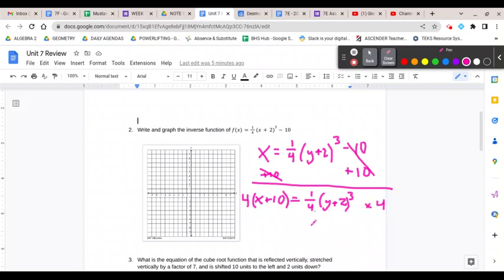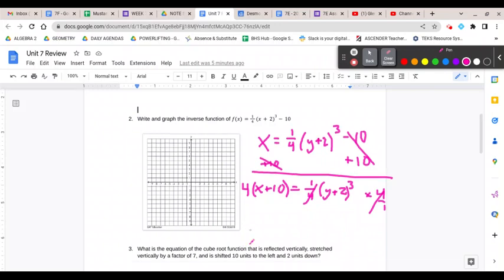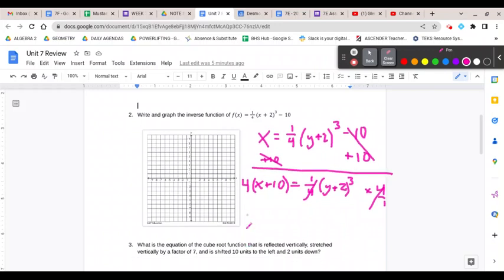Okay, multiplying by 4, or 4/1, if you will, cancels that out. All right, so now we're left with 4x plus 40 equals y plus 2 cubed.